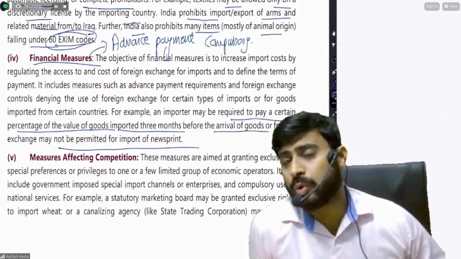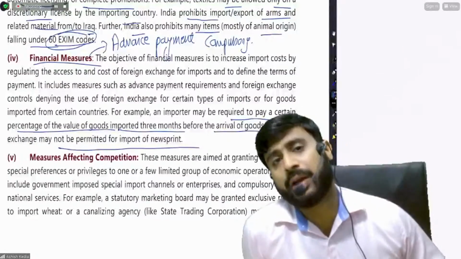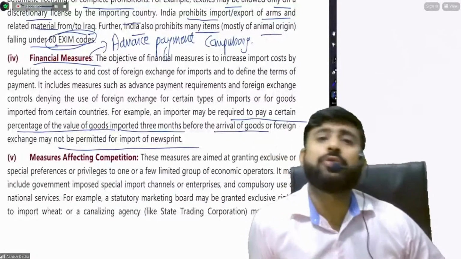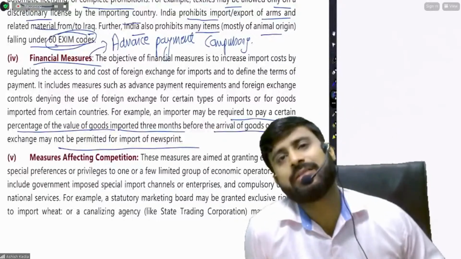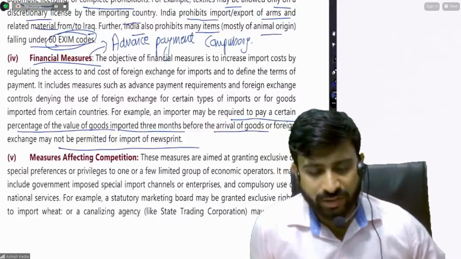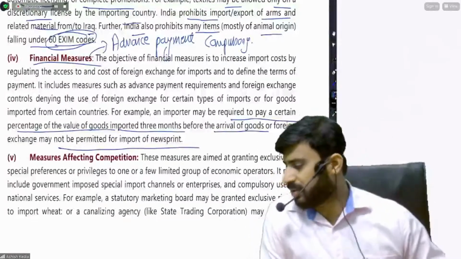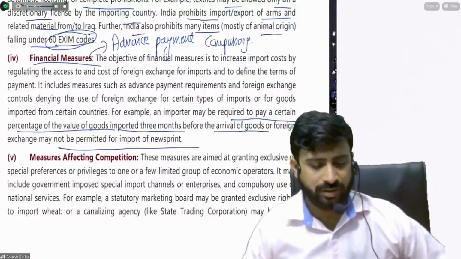Because if you want to purchase something, you need to pay. You need foreign currency, and you need to take it in advance. That is what financial measures are.